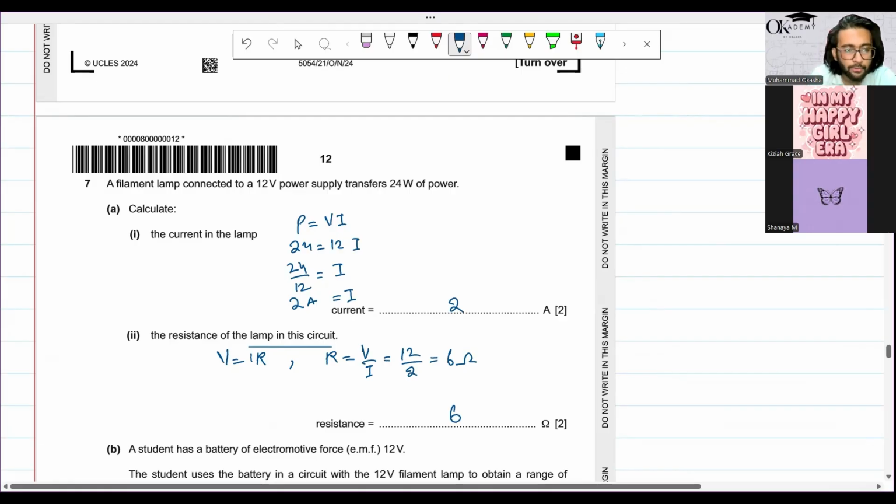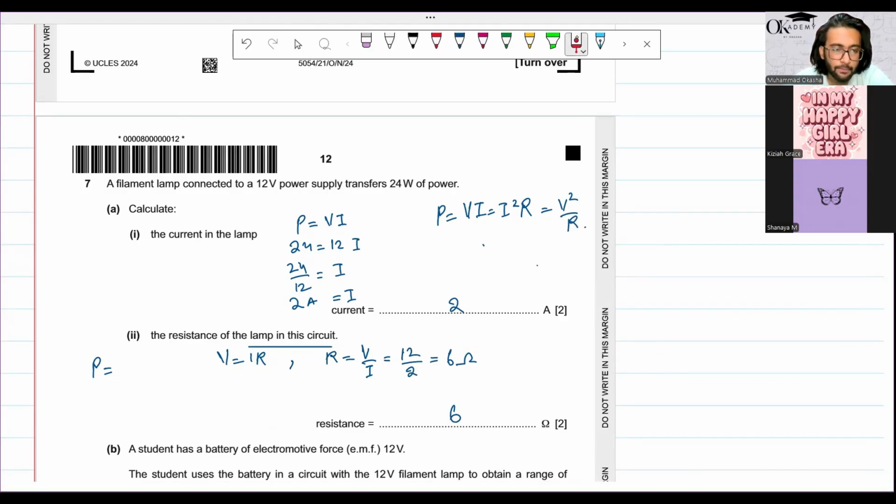6 ohms. You can also do it this way. P is equal to... remember the 3 formulas of power? P is equal to VI, and I squared R, and the third formula is V squared upon R. So you can pick and choose the formula depending on your needs.